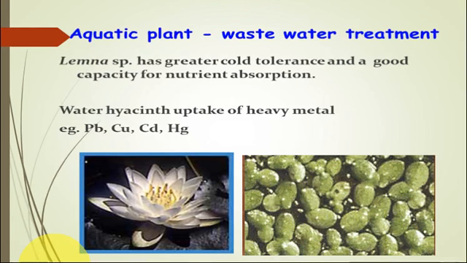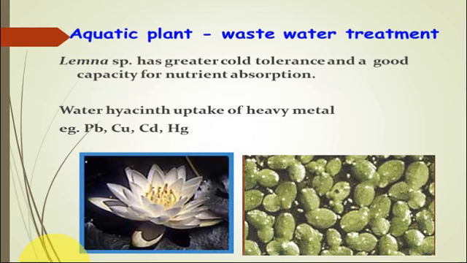Okay, these are the two plants, that is water hyacinth and lemna. Water hyacinth means this water lily otherwise. These are aquatic plants which accumulate Pb, that means lead, copper, cadmium, and mercury.